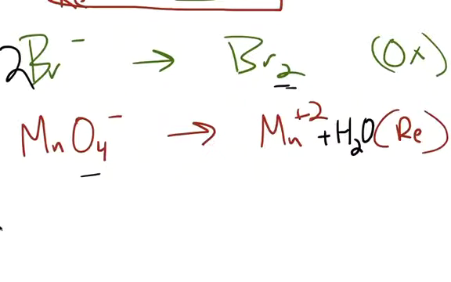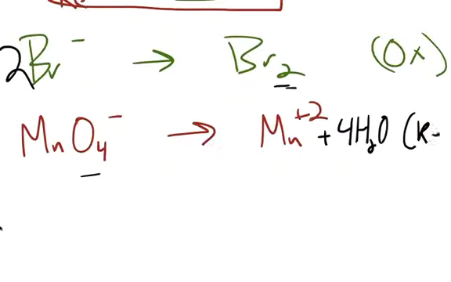And how many do I need to add? I need to add 4. So let me give myself a little bit more room. I'm going to add 4 waters. And you're going to say, why 4 waters? Well, it's because there's a 4 by the oxygen here. So that's how I get 4 oxygens to balance. So my oxygens are balanced.